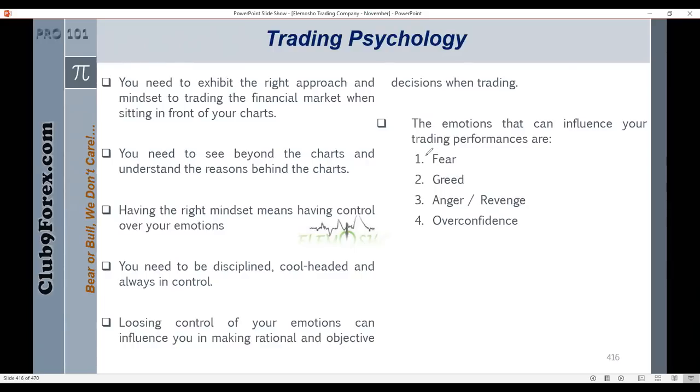The first and most of all the problems you are going to be facing is fear. Then after some time, you start getting greedy. Then after some time, you start losing control of your mind, and anger trading starts coming in. Then later on, by the time you become so pro level, overconfidence also comes in. Those things are what will create imbalances anytime you are trading.